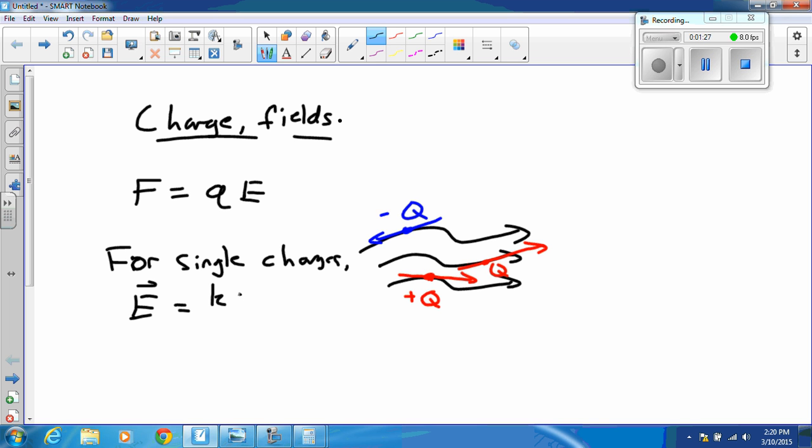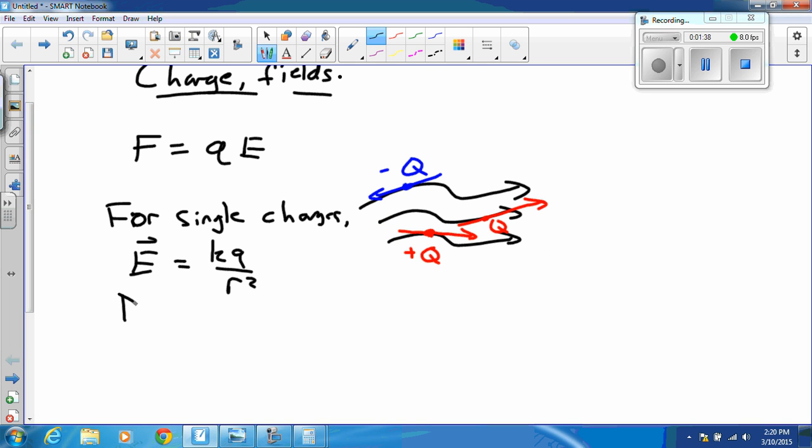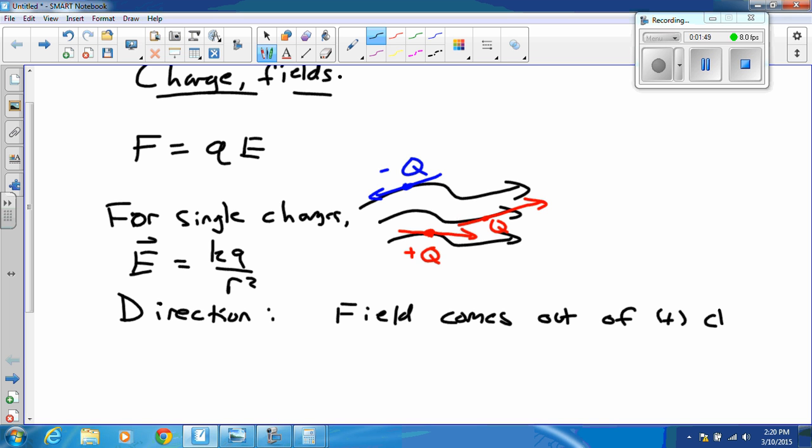You need to know that for single charges, the field generated by a single charge is going to be kq over r squared. It will have the magnitude of kq over r squared. But the direction, you're going to have to figure out by hand, using the fact that field comes out of positive charges and it goes into negative charges. So this equation gives us the magnitude of the field, but it does not give us the direction of the field.